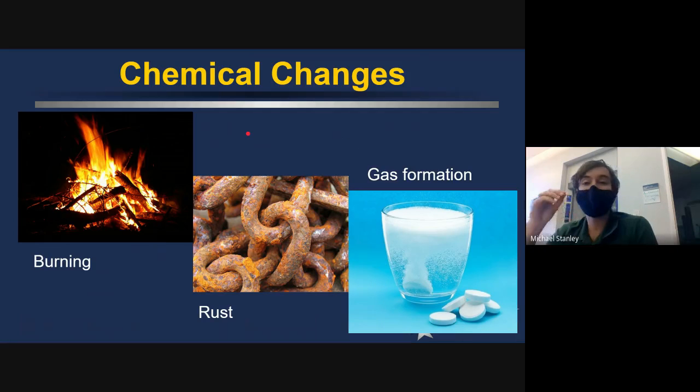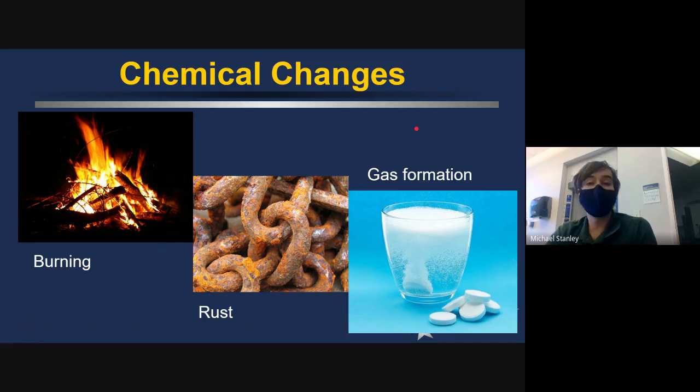So chemical changes: new substances being formed, gas bubbling and fizzing off, things burning and lighting on fire or combusting in some way. There's some sort of explosion happening, or the chemicals are just reacting over time and rusting or changing, whatever it is that they're doing. The whole idea is that we're changing some original chemicals into something new, something different.